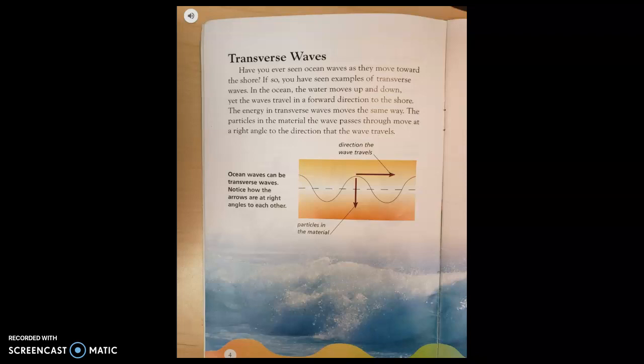The particles in the material the wave passes through move at a right angle to the direction that the wave travels. Ocean waves can be transverse waves. Notice how the arrows are at a right angle to each other. Direction the wave travels, particles in the material.